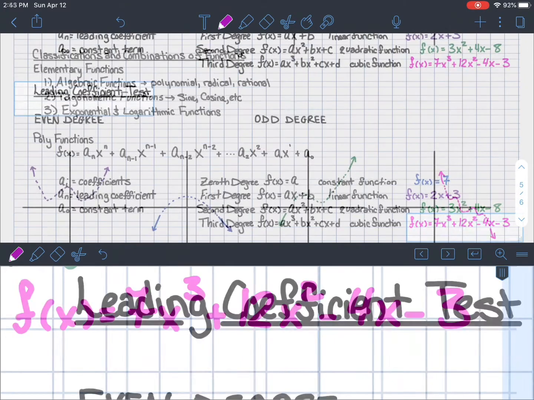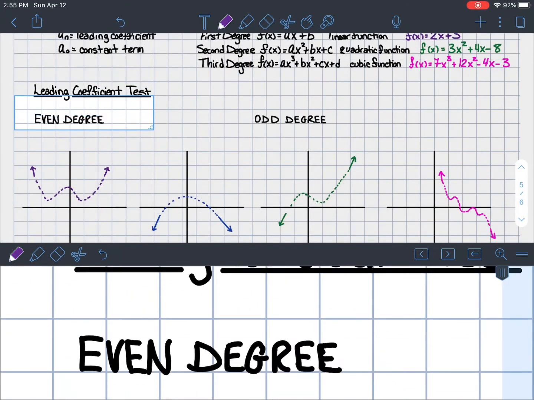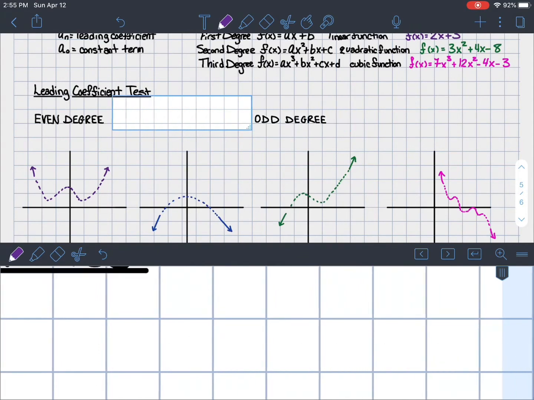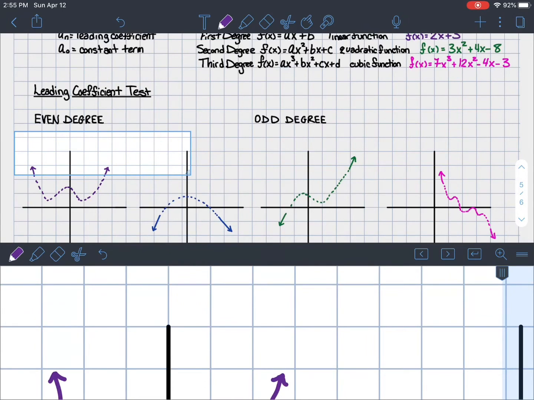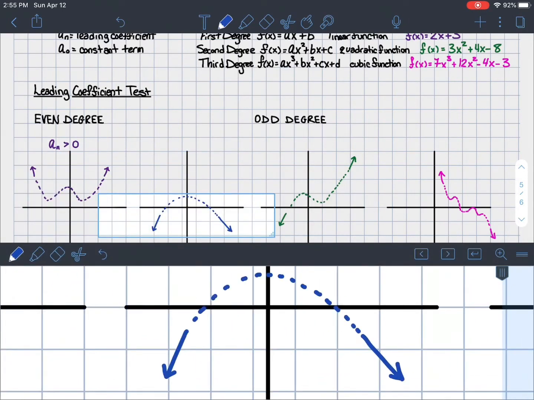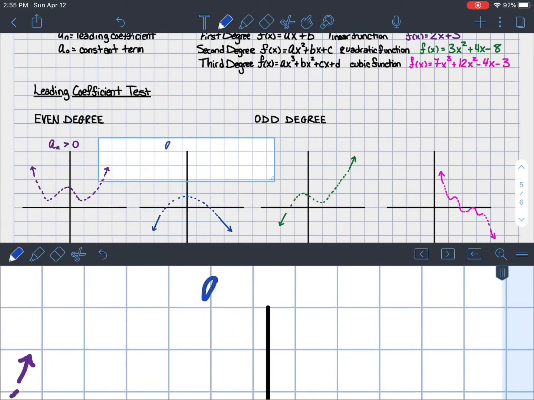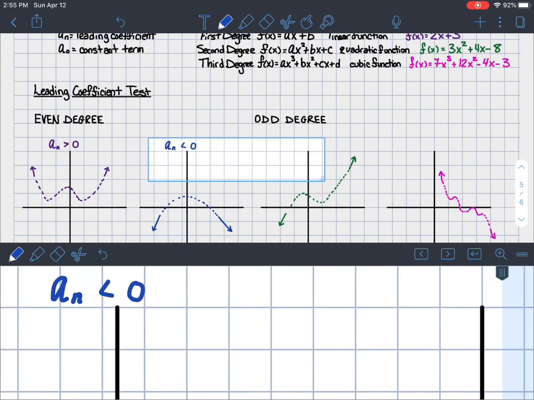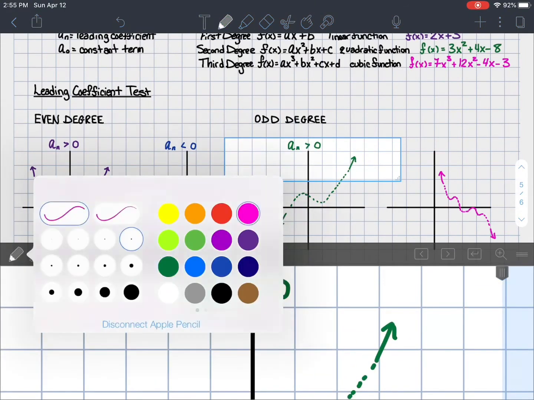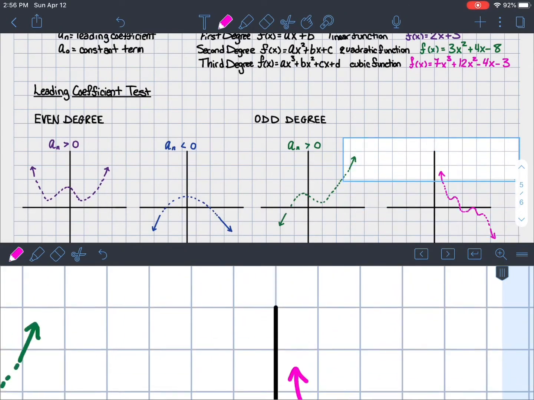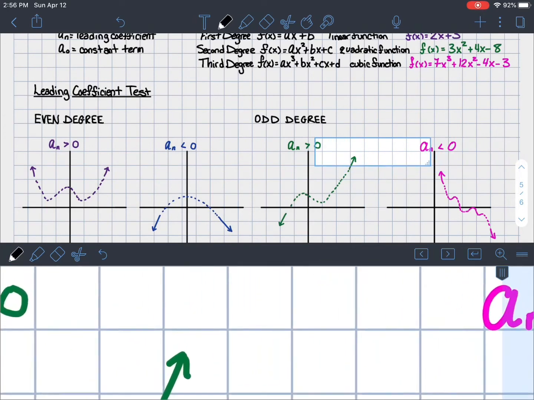The leading coefficient test will tell us what the end behavior of our polynomial will look like. If you have an even degree polynomial, the end behavior will look like either the purple or the blue graph, based on whether your leading coefficient is greater than or less than 0. For odd-degree polynomials, it'll be the same, the leading coefficient being greater or smaller than 0 decides whether it will look like the green or the pink graph for end behavior.